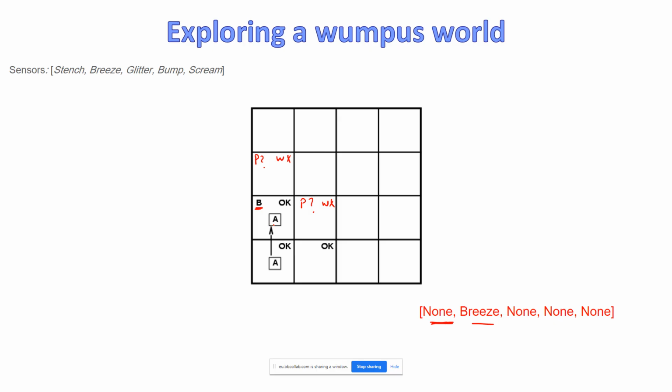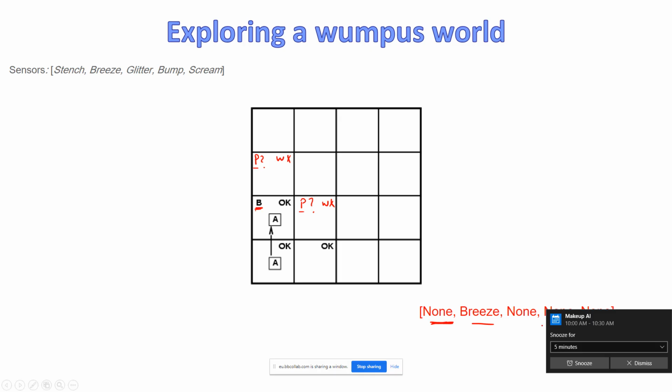Okay, so let's continue from that. Now that we know there is a breeze here, we said that there is a pit here or here, right? And we didn't get any stench. That means that there's no Wumpus here, there's no Wumpus here. Anything else we can infer? This is a new thing that we should add to the knowledge base, by the way, that there is a pit here or there, because of course we will use that later in our reasoning. Anything else? What action should the agent take now?